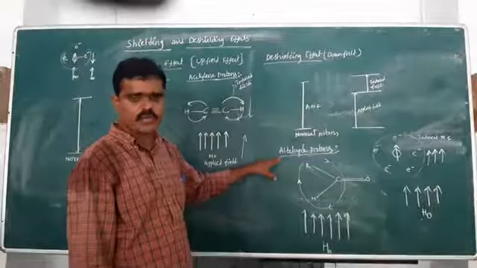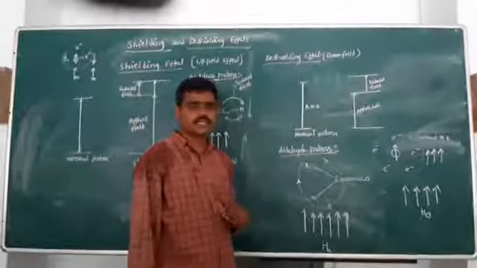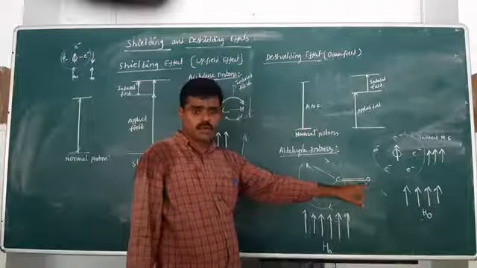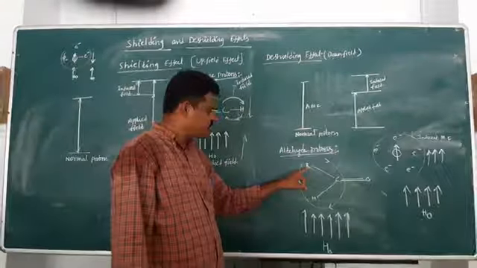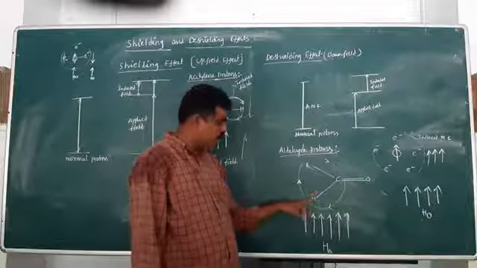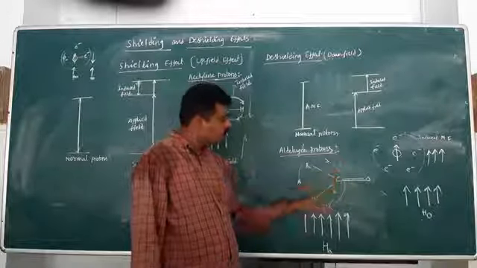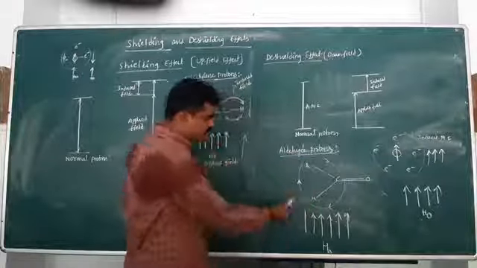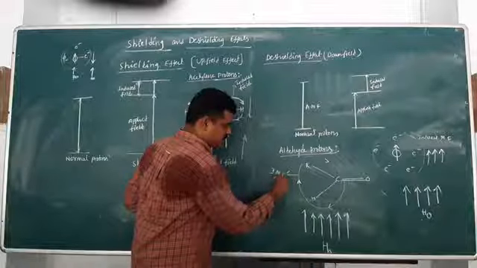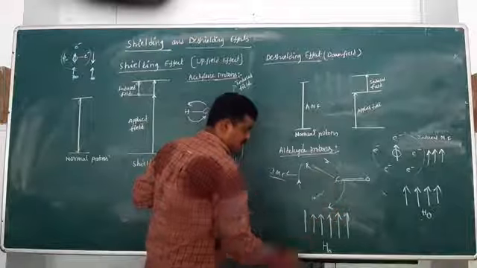aldehyde protons, or any aldehyde protons. Aldehyde protons are the best example for the deshielding effect. Here in the aldehyde you have the carbonyl, C double bond O, and one alkyl group and one hydrogen. Okay, here this aldehyde proton is surrounded by electrons. These electrons create the secondary magnetic field. This secondary magnetic field, the induced magnetic field, has the direction like that.